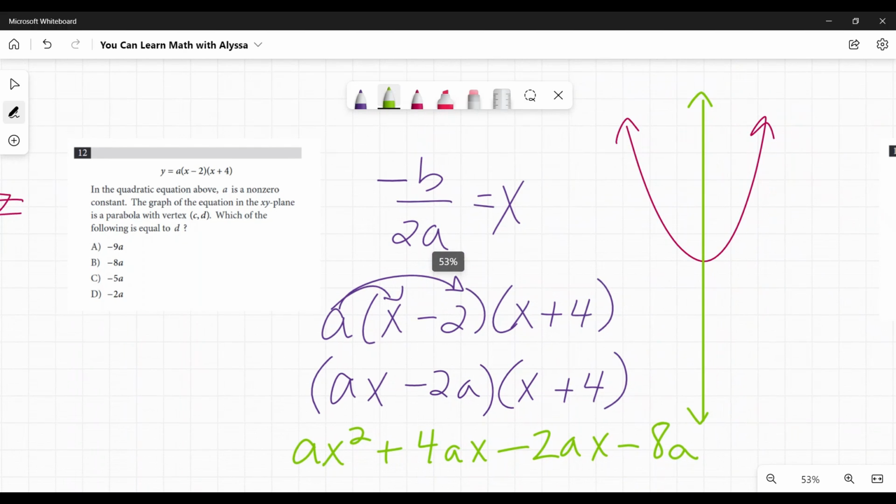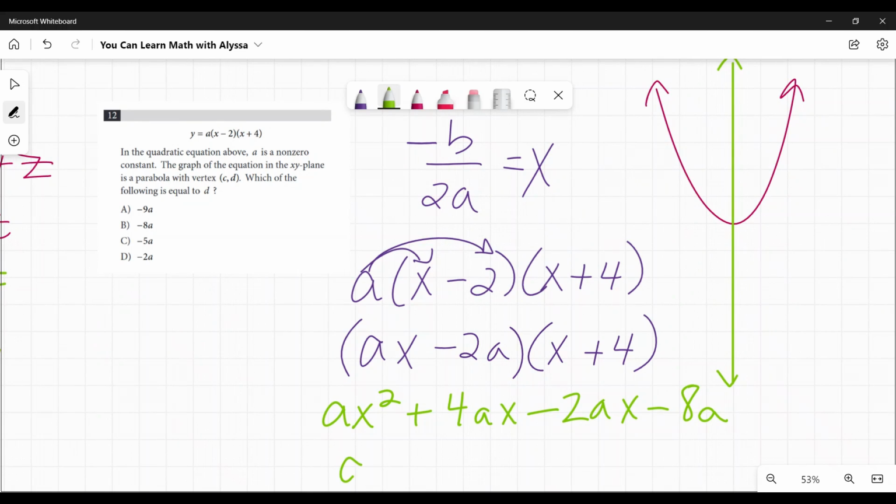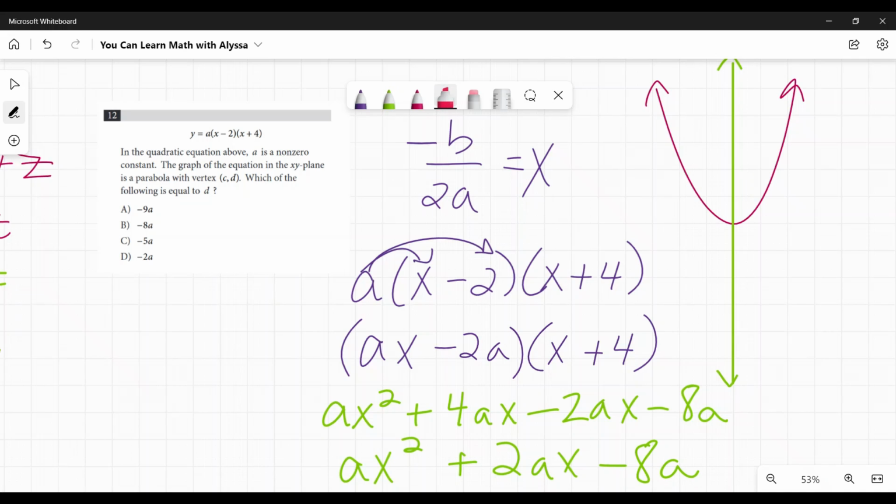Okay, so we can combine like terms here. We have ax squared plus 2ax. Since these are the same, 4ax and negative 2ax, we can combine those: positive 4ax, negative 2ax becomes just positive 2ax, minus 8a. Okay, so in this quadratic, a is our first constant, 2a is our second constant, and negative 8a is our third constant.